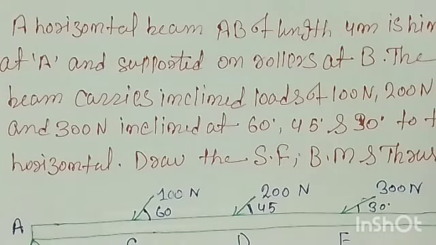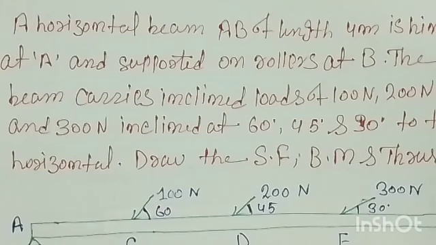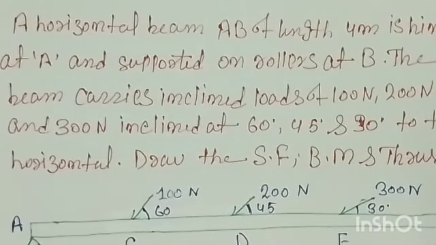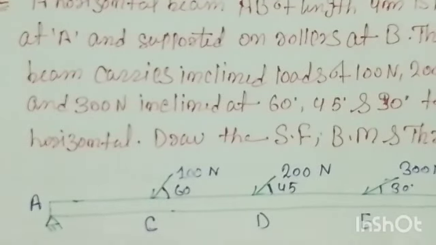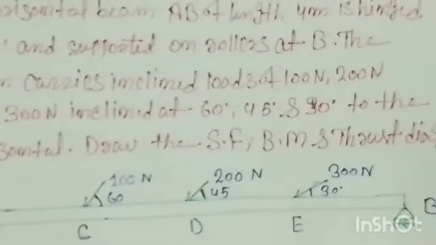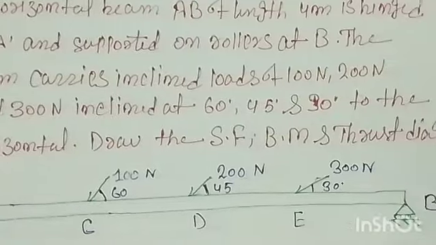Today we are going to solve shear force and bending moment diagram problems. In this problem we have to draw the shear force, bending moment, as well as the thrust diagram. The problem is on the screen: a horizontal beam AB of length 4 meters is hinged at A and supported on rollers at B. The beam carries inclined loads of 100 Newton, 200 Newton and 300 Newton, inclined at 60 degrees, 45 degrees and 30 degrees to the horizontal. Draw the shear force diagram, bending moment diagram and the thrust diagram.